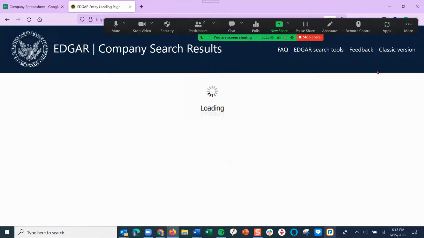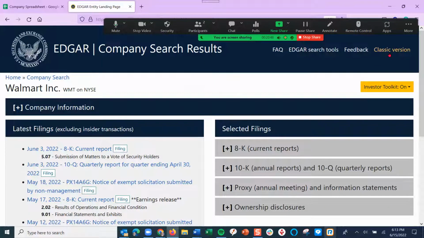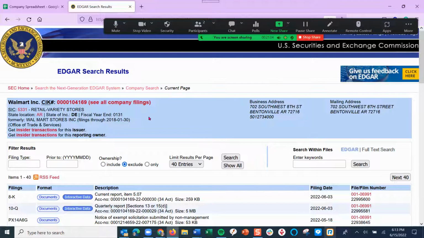One trick in Edgar: in the upper right-hand corner, I urge you to use the classic version. This classic version allows you to pull interactive data, to pull the Excel spreadsheets very gracefully, so you don't have to read the 10-K and hand transcribe all the notes and all the numbers. So I'm going to go to classic version.